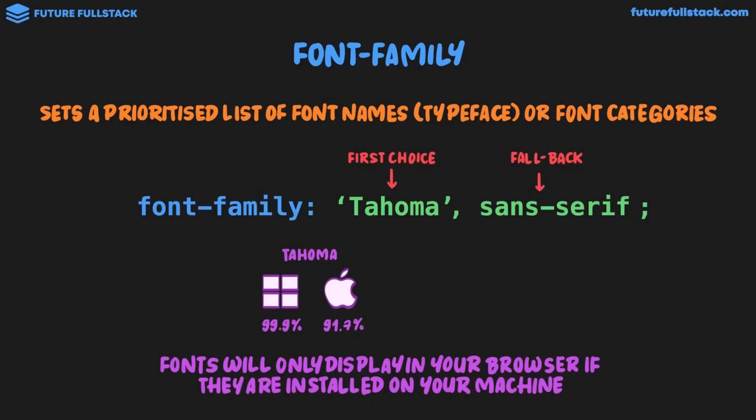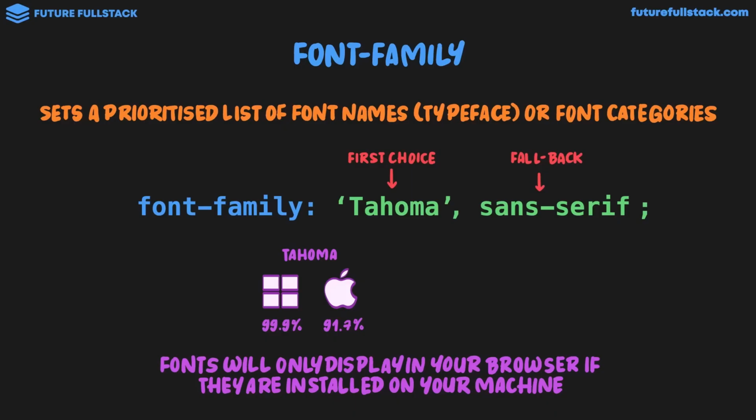The fallback is set as a generic font group, like sans serif, which ensures a font group that you do want will be found and displayed. So what sans serif font will be applied? This also depends on your operating system. On a Mac, the default sans serif font is Helvetica, while on a Windows it's Arial.